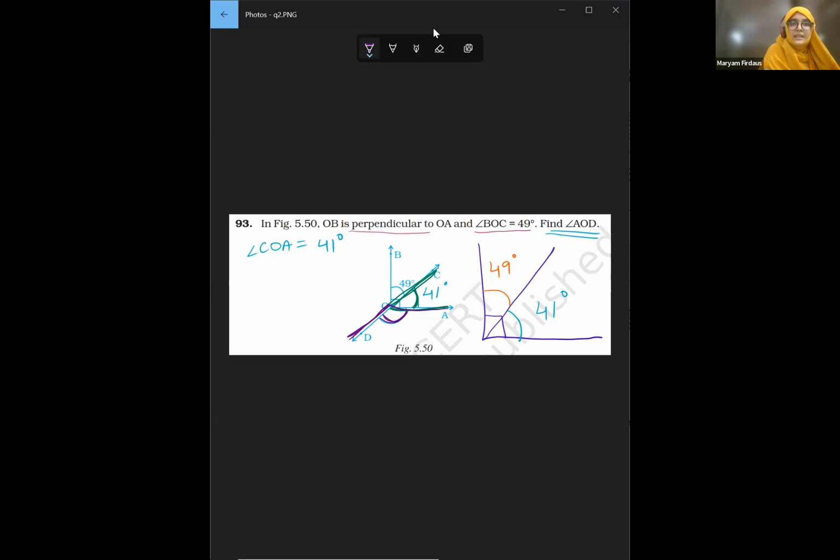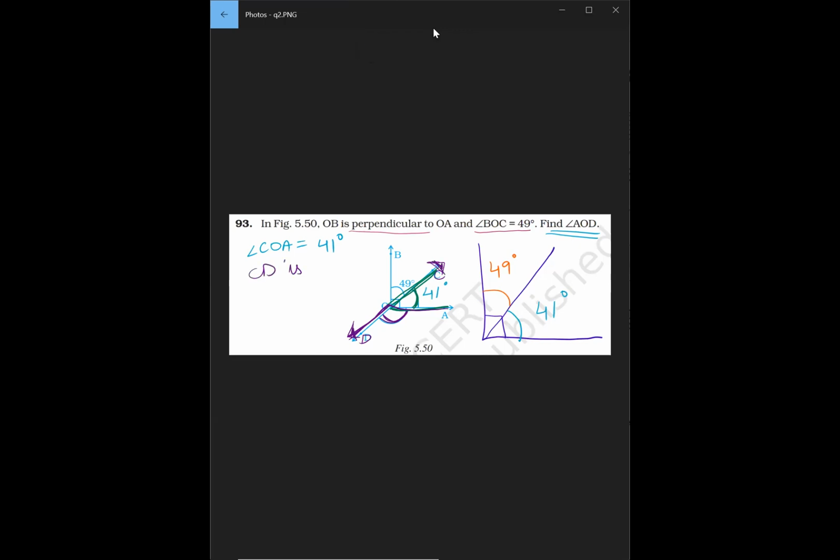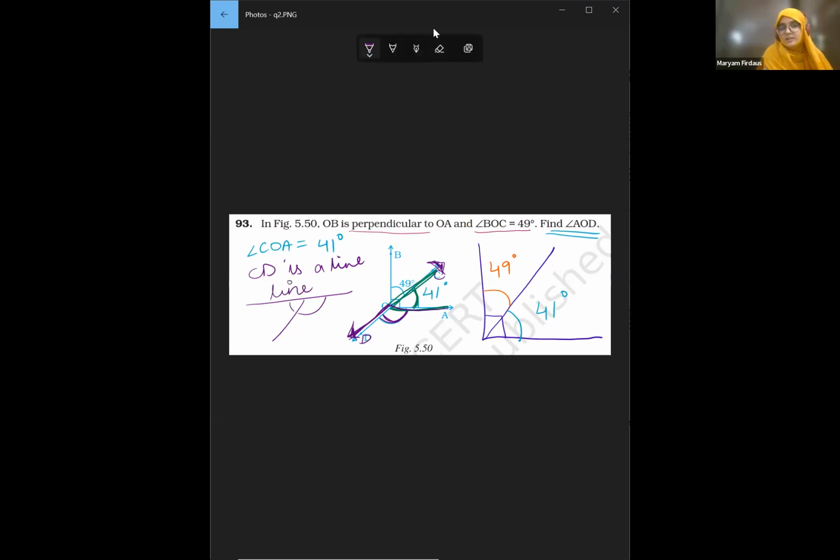What is CD? Can you tell me what is CD? This is C, by the way, and this is D. CD is a straight line. And if you have a line going like this, and you have two angles over here, what do these two make? The hint is in the word line. Linear pair. Yes, they make a linear pair.